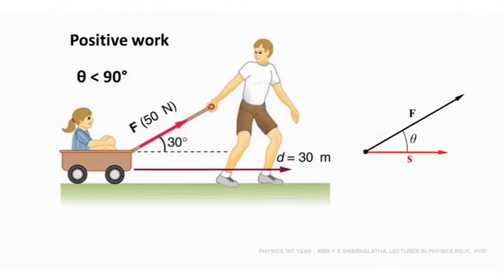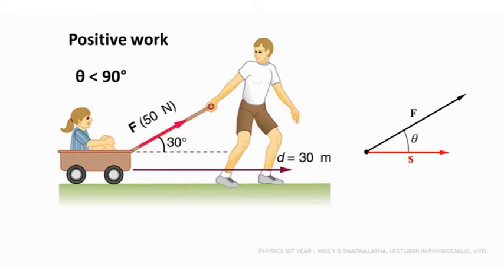Now look at this picture. Here force is not in the direction of displacement. So the man is pulling the cart with a force of 50 newtons. And the displacement here is 30 meters and the angle between displacement and force is 30 degrees. Let it be 30 degrees. Now what will be the formula for work? Work is equal to F dot S. That means Fs cos theta. Here theta is 30 degrees.